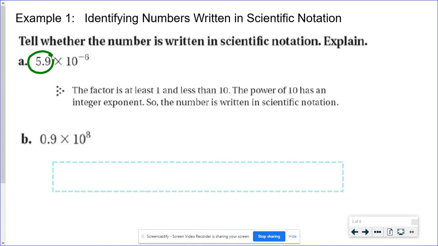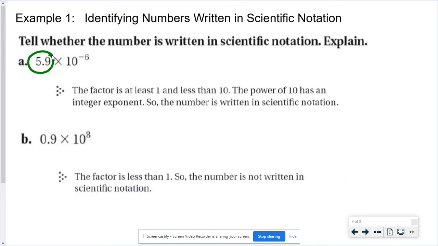For B, I know that it looks like there's a 0 there, but I'm talking about a non-zero digit. I mean, one number that's in front of the decimal. This is not scientific notation. 0.9 is less than 1. Remember, it has to be 1 or more, but less than 10. So this one is, no, it's not in scientific notation because that factor is too small. These questions are always about, is the factor the right size? Is the factor too small? Is it too big? Or is it just the right size? Kind of like Goldilocks going on here.